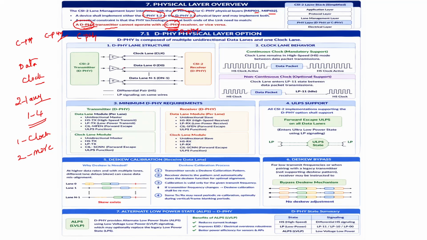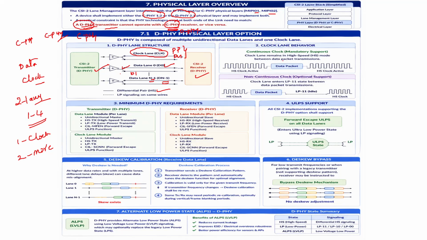See, lane 0, D0, will be transmitting, lane 1, D1, will be transmitting, and lane n minus 1, Dn minus 1, data will be transmitting. All these differential pairs are high speed data lanes. And the clock lane we have as DP and DN, differential positive and differential negative. In that way we are transmitting the data from the transmitter side to the receiver side.